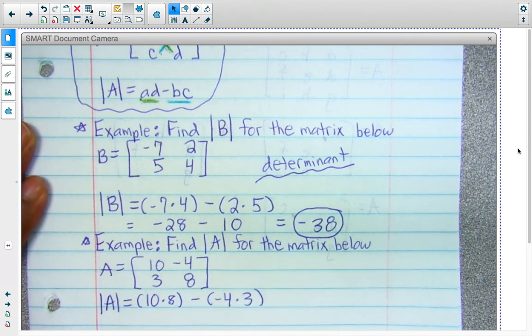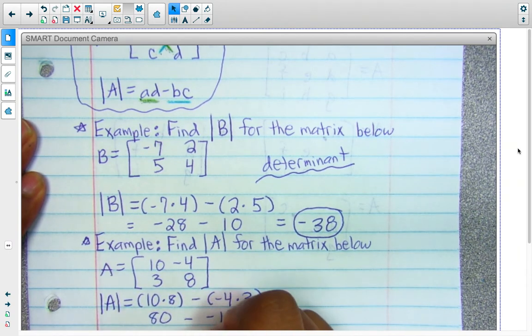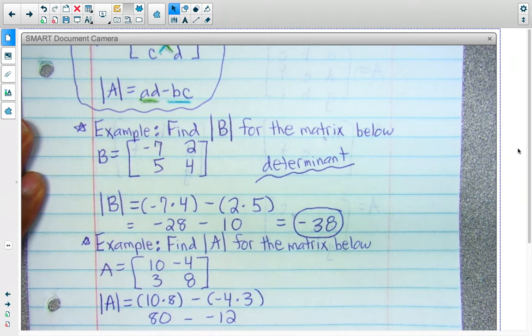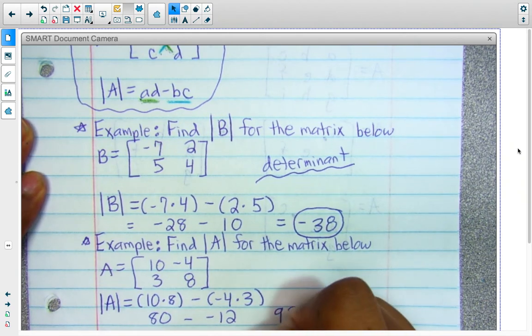So either mental math or in your calculator, we will work this out. 10 times 8 is 80. -4 times 3 is -12. Add that all together, and our determinant is going to be 92.